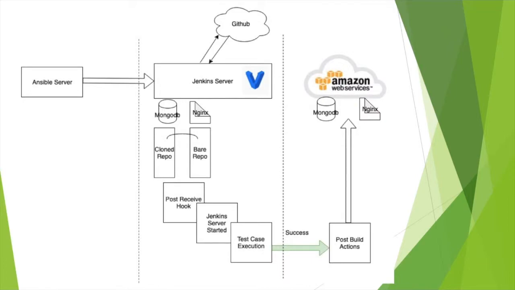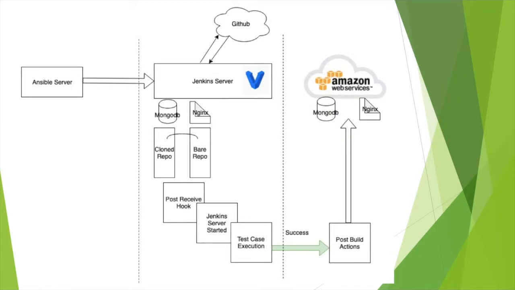Along with it, we set up the other dependencies that are required for running both applications. In case of Checkbox, we use MongoDB, Nginx, and other third-party tools. For iTrust, we use MySQL and Jacoco and other stuff. The basic idea is that we have a cloned repo which is created during the setup of Jenkins, and we also create a bare repo where we have the post-receive hook.